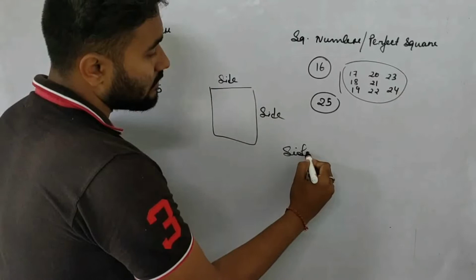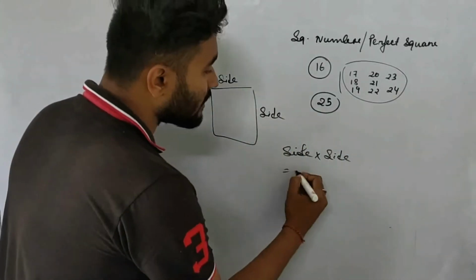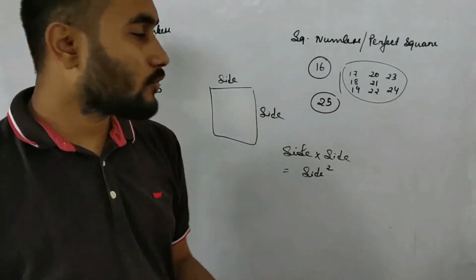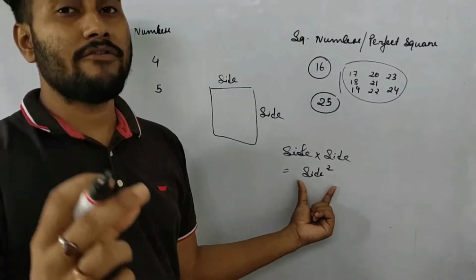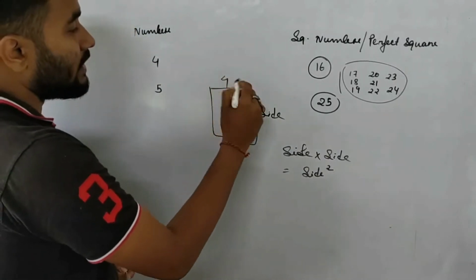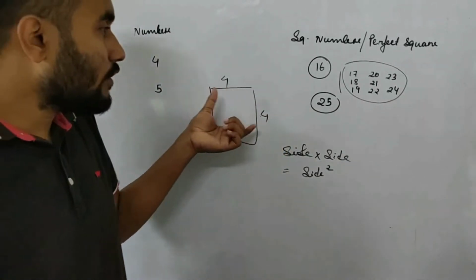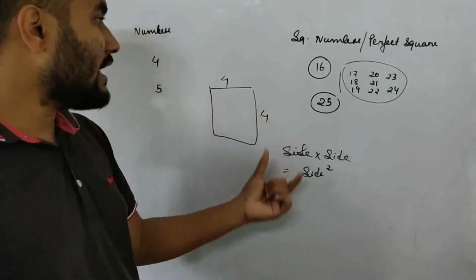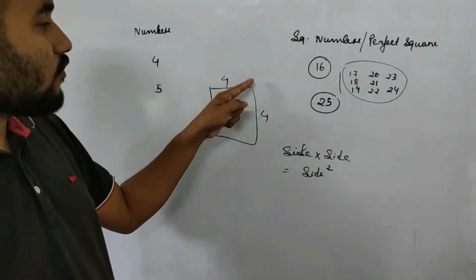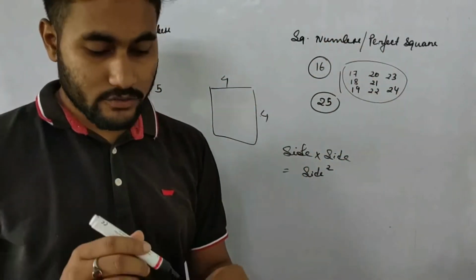Side into side is side square. This is a perfect square. Like say if this square has this side 4 meter, this side is also 4 meter. So 4 into 4 is what? 16. So we say this 16 is a perfect square. This side also 4, this side also 4, like a square. So the name is perfect square. Understood?